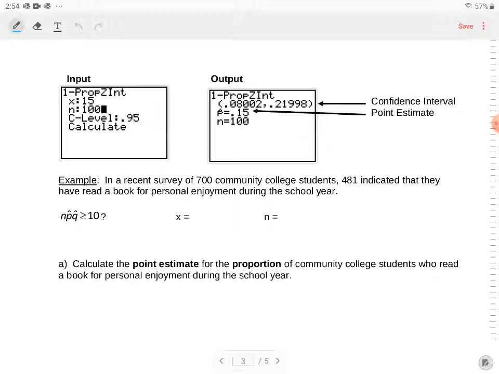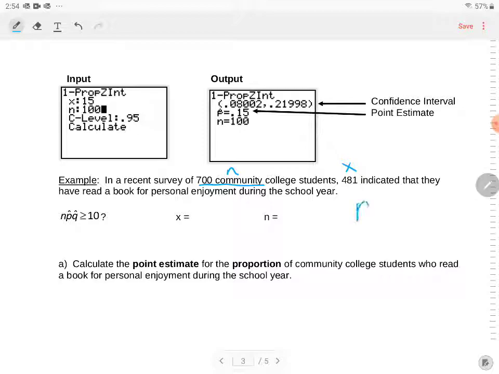Okay, so in a recent survey of 700 community colleges, 481 have indicated that they have read a book for personal enjoyment during the school year. So this is your N, this is your X. All right, so what we want to do is make sure that N times P hat times Q hat is greater than or equal to 10.